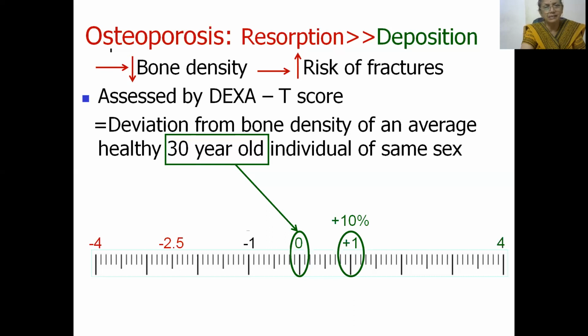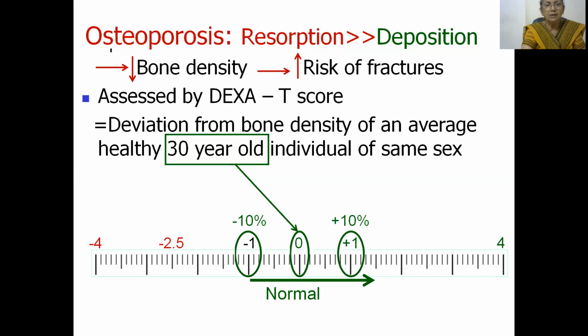And if an individual gets a T-score of minus 1, it indicates that his or her bone density is 10% less than average. But this 10% plus or minus is considered normal. So up to minus 1 T-score is considered normal bone density. Minus 1 and above is normal bone density.